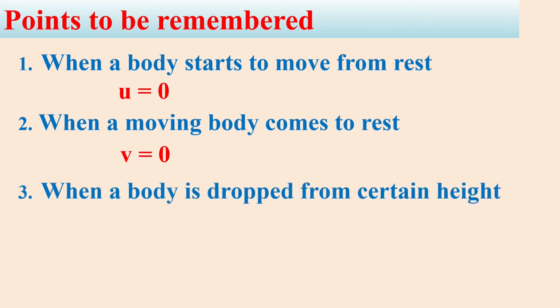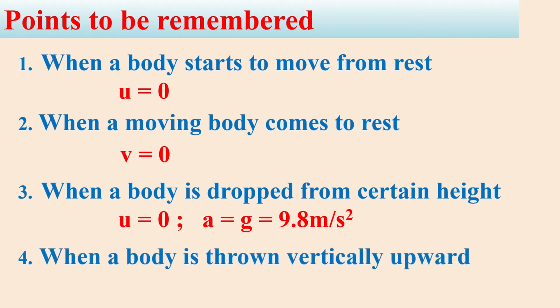Number 3, when a body is dropped from a certain height. If a body is dropped from a certain height, then what happens? Initial velocity is 0 because when it is in your hand, it is at rest. It has no motion, that's why initial velocity is 0. But when it is released, every second its velocity goes on increasing due to the gravity of the earth, and it accelerates, and this acceleration is equal to acceleration due to gravity. That's why, though nothing is told, we have two pieces of information: if a body is dropped from a certain height, u is 0, a is equal to g, and its average value is 9.8 meter per second square.